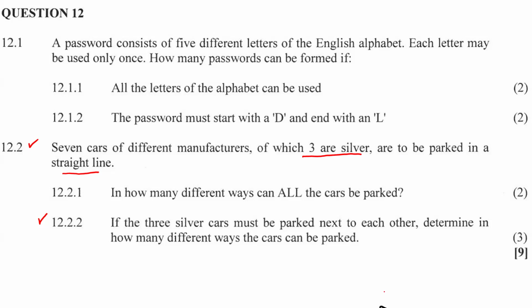We know that we have 7 spaces. Then we have 3 silver cars that are already parked. So it will be 4 factorial. Okay, I think so. Okay, that's fine. That's fine.